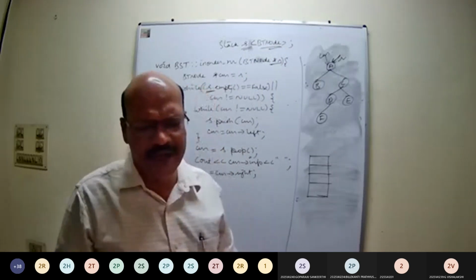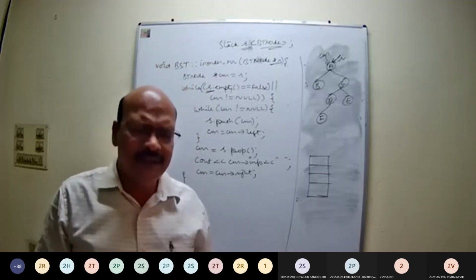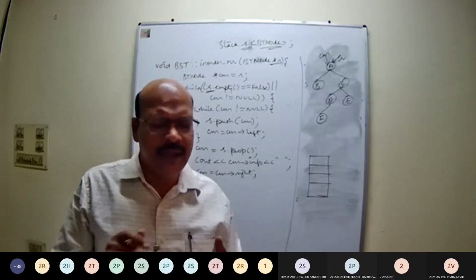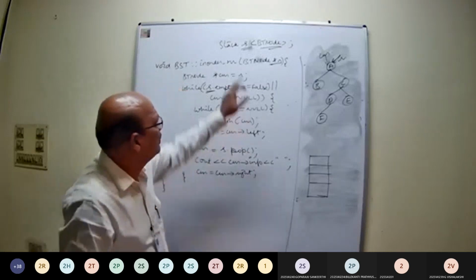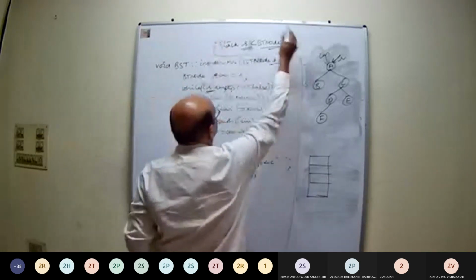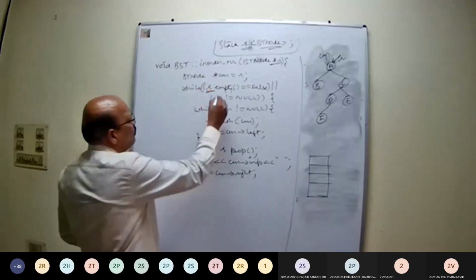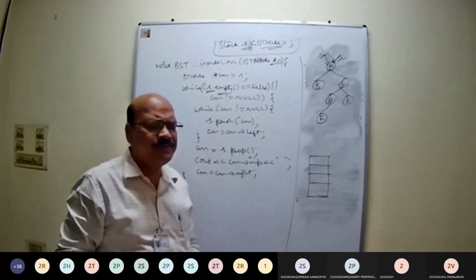So you know the structure of a binary tree node. It consists of 3 fields: left pointer, right pointer, and then the info field. Am I right? So this is how you have to do it. S is an object of such a type. Now you know what this empty is.